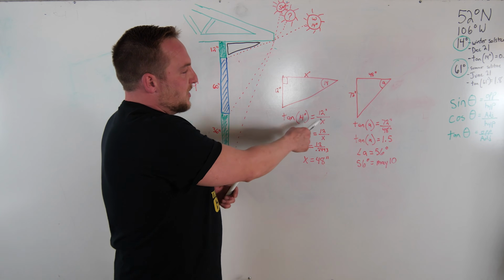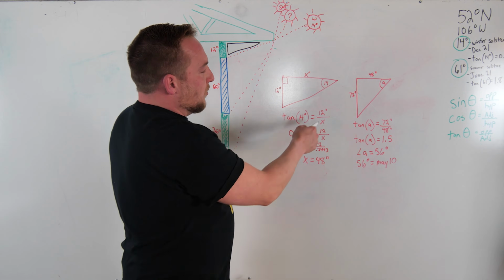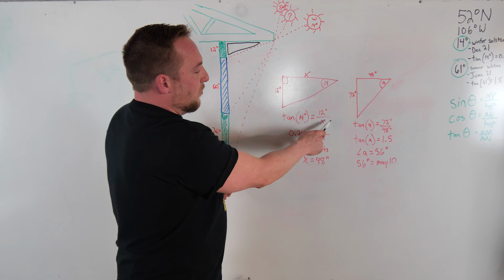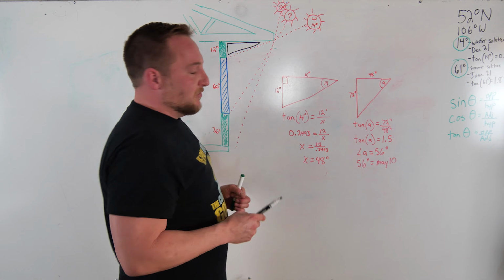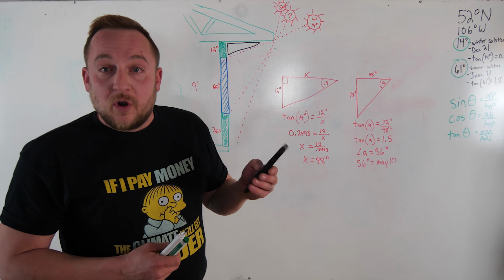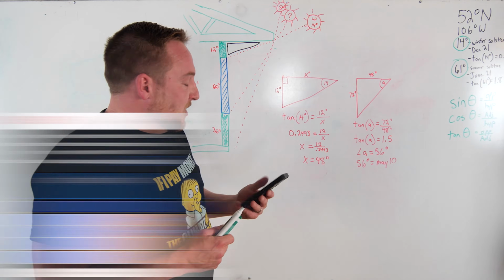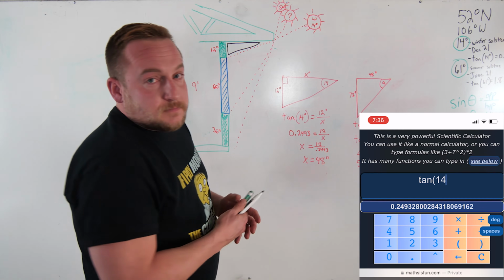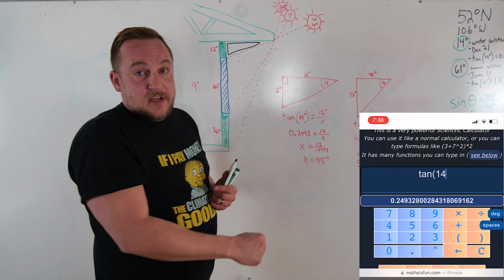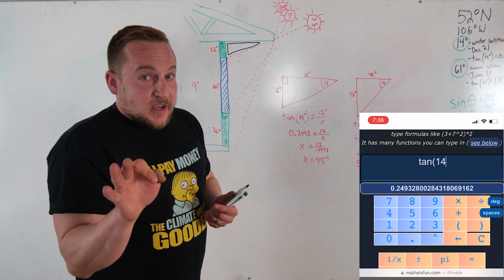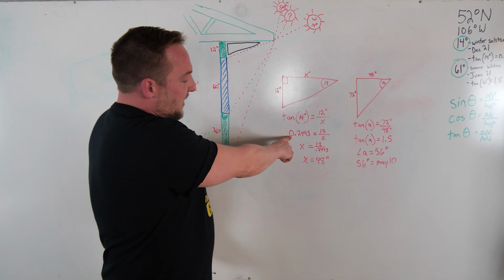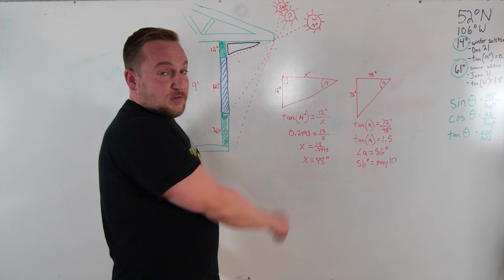Tan 14 degrees is equal to opposite over adjacent. So 12 inches over X, the eave overhang, which is what we're trying to find. If you don't have a scientific calculator, I'll put a link to a simple one that I like to use. You plug in tan 14 degrees, and that's all you plug into the scientific calculator. It's going to give you a value, and for me that is 0.2493.